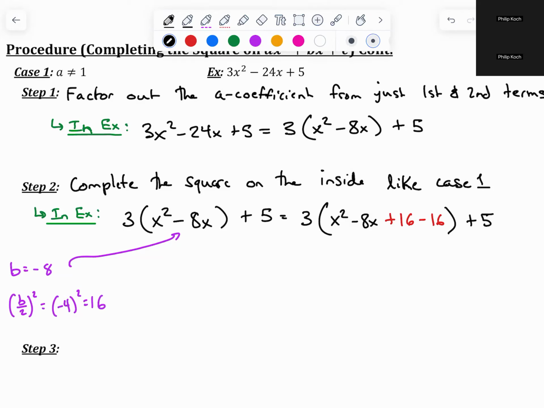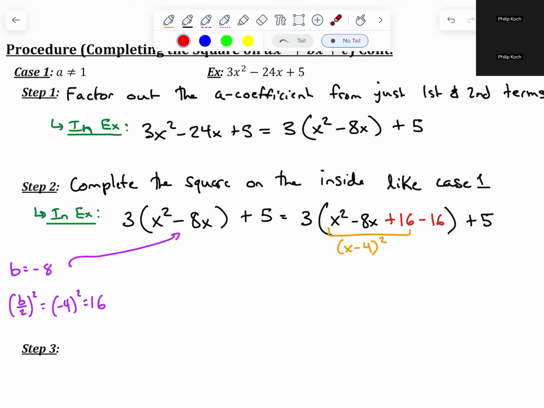The whole point of adding that (b over 2) squared is that now the first 3 terms on the inside make a perfect square trinomial. It makes this (x minus 4) quantity squared. It's always x plus your b term. Your b term is your b over 2. Your b over 2 was -4. That's why it's x minus 4.